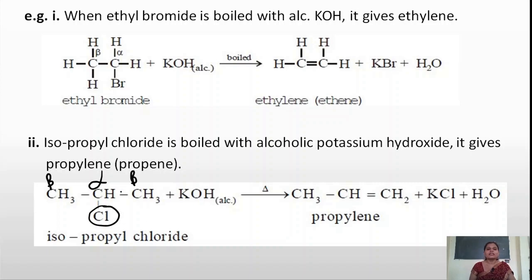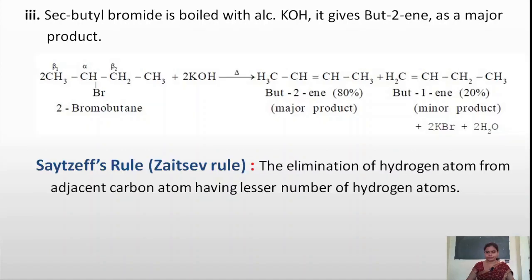When we remove the hydrogen from this carbon, we will get CH3CH double bond CH2, and when we remove hydrogen from this other carbon, we will get the product CH2 double bond CH and CH3. This is also the structure of propene, and this is also the structure of propene. See, these 2 beta carbon atoms have the same alkyl group, so we get the same product in this reaction, that is propene.